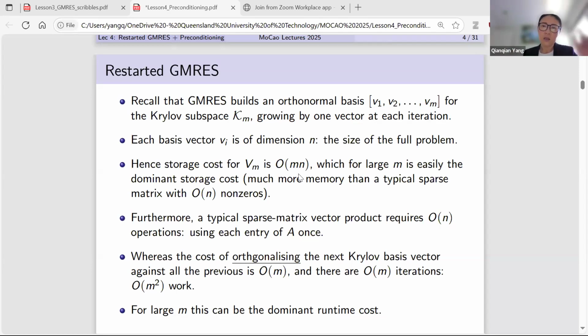We are thinking of a large problem. Then the storage cost for our V_m matrix is of order m times n. It's a dense full matrix. So for large m, this is easily the dominant storage cost, requiring much more memory than a typical sparse matrix with order n non-zeros. Think about your matrix A from a 5-point finite difference discretization. You have 5 bands, which is like five columns in V_m. As soon as your Krylov subspace size m is bigger than 5, and for a large problem m is certainly bigger than 5, this V_m is going to be huge and requires lots of memory.